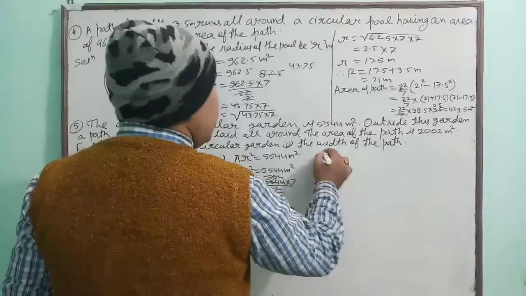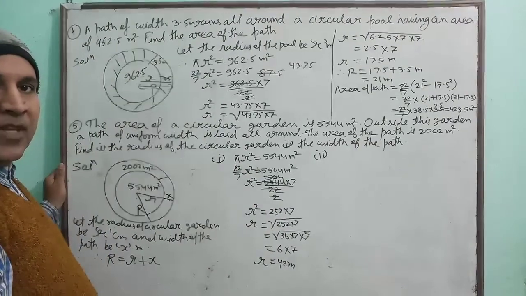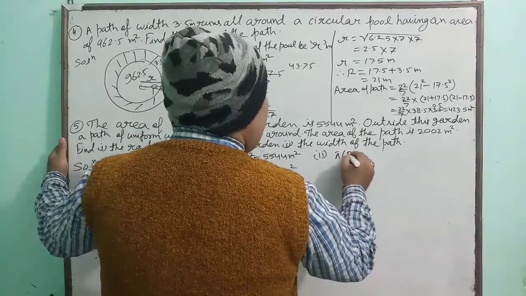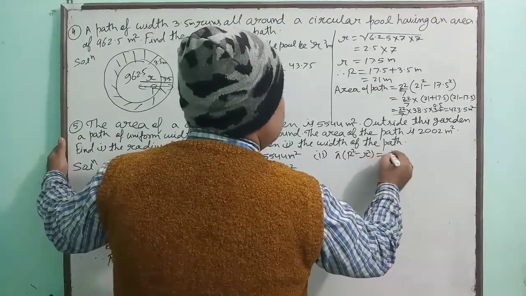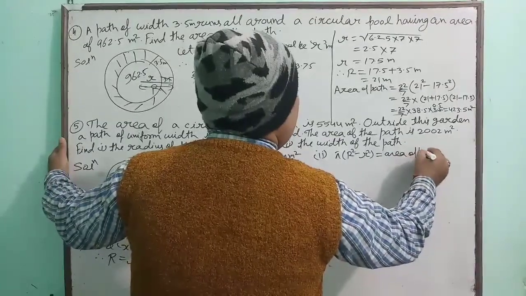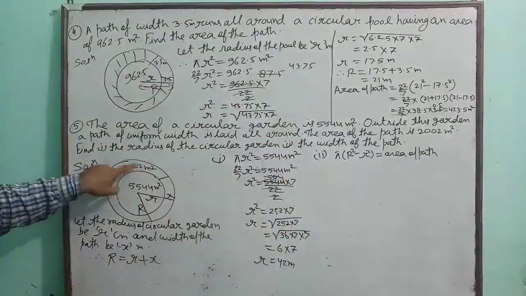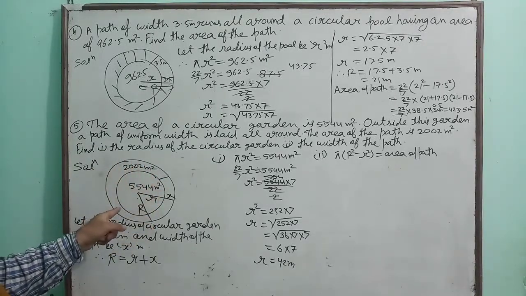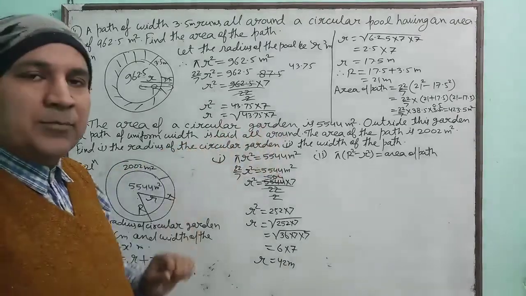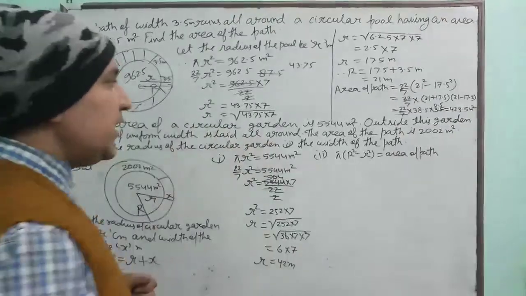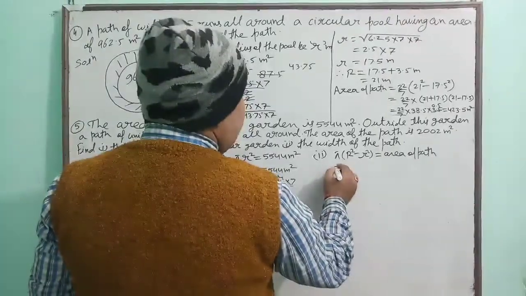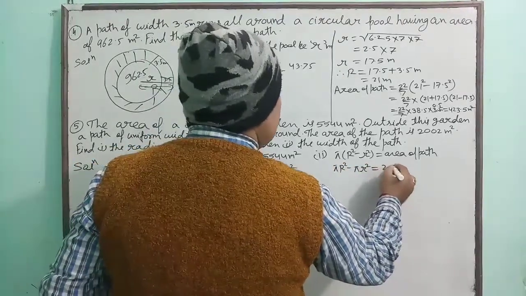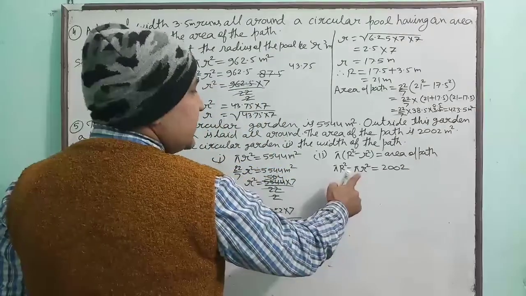Now how will you find the second? Width of the path. How will you find the width of the path? So see children, we know that pi into capital R square minus small r square will be equal to area of the path, because this path is looking like the ring. So area of the path will be equal to area of the ring. Now put the values here and calculate it. First multiply it inside. Pi R square minus pi r square is equal to 2002. This r value we know.